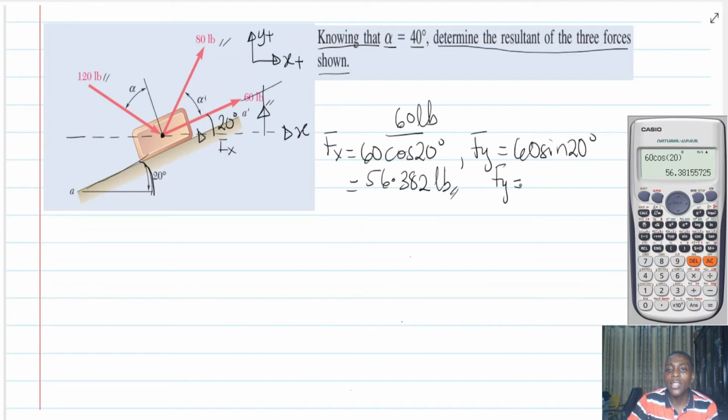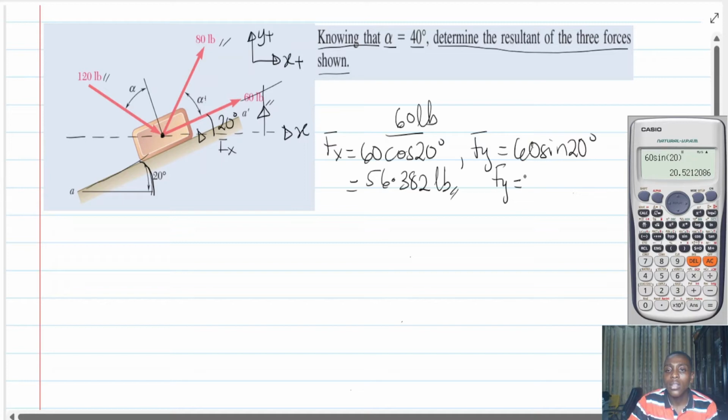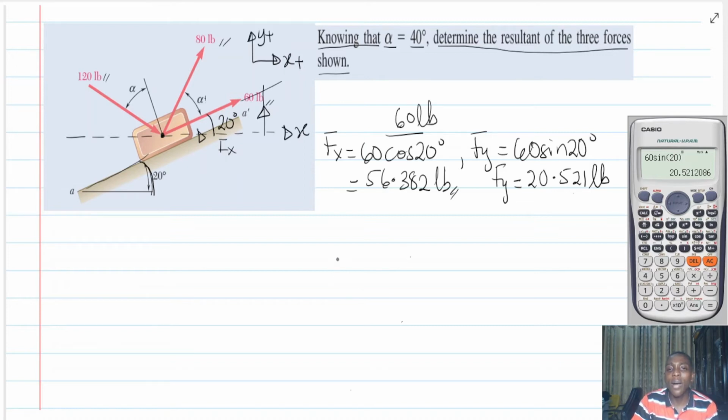And then the y component is going to be 60 sine 20, and that is 20.521 pounds. Okay, good. So we are done with the 60-pound force. Now we want to do the 80-pound force. So we want to look at this one.